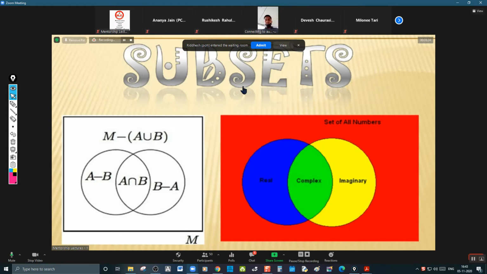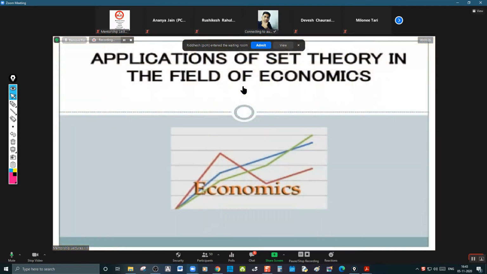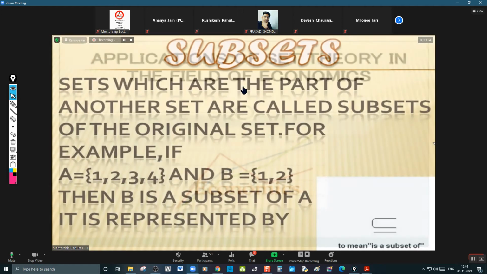So set means it is the collection of well-defined objects. Set is the collection of well-defined objects.